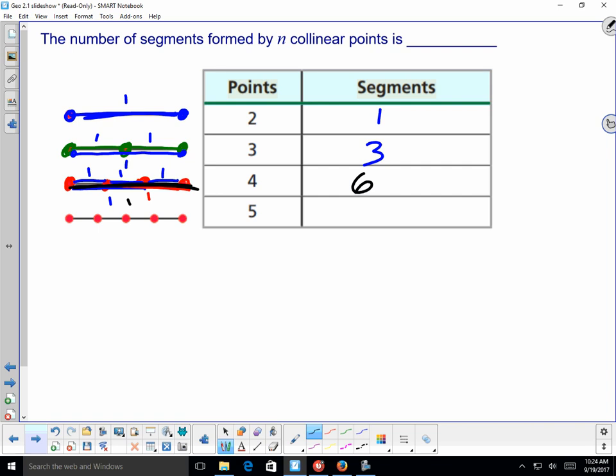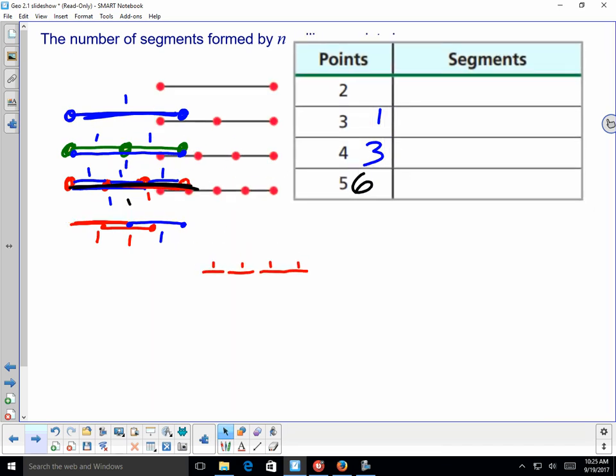And what about if we have this one with 5 points on it? So again, this one is 1, 2, 3, 4. This is 5 points, so we've got 4 little segments. And how many segments do we have that are kind of like this medium length? Well, there's one, and then from here to here is another one, and then from here to here is another one. So far we've got 7, but we could have also had these larger segments.